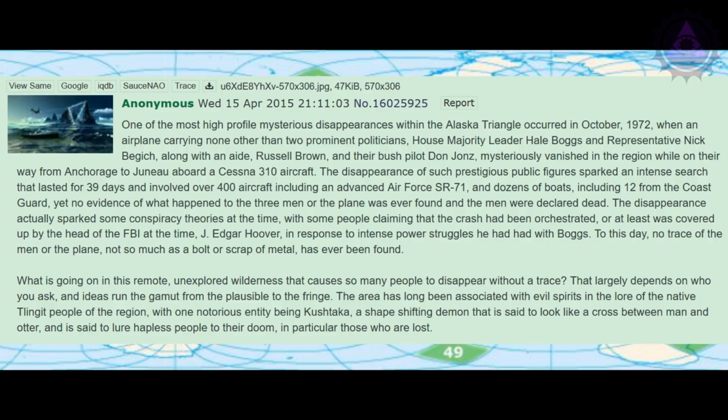What is going on in this remote, unexplored wilderness that causes so many people to disappear without a trace? That largely depends on who you ask, and ideas run the gamut from the plausible to the fringe. The area has long been associated with evil spirits in the lore of the native Tlingit people of the region, with one notorious entity being Kushtaka, a shape-shifting demon that is said to look like a cross between man and otter, and is said to lure hapless people to their doom, in particular those who are lost.